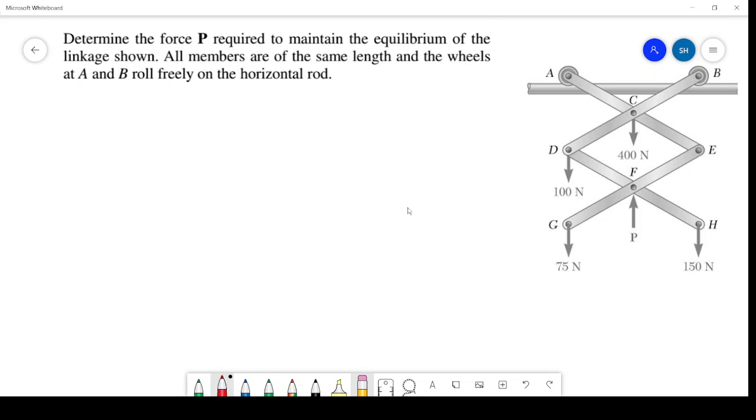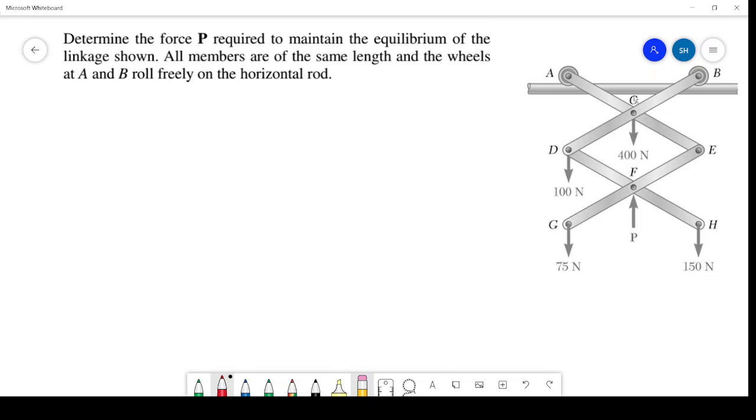So this is our problem. This is the mechanism, and we have to determine the force P, which is required to maintain the equilibrium of the linkage shown. All members are of the same length, and the wheels at A and B roll freely on the horizontal surface.